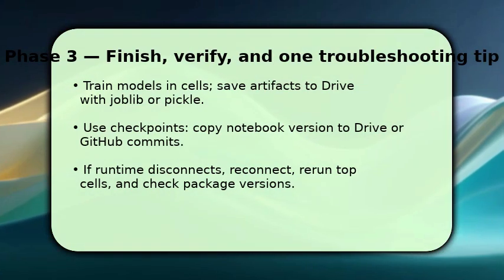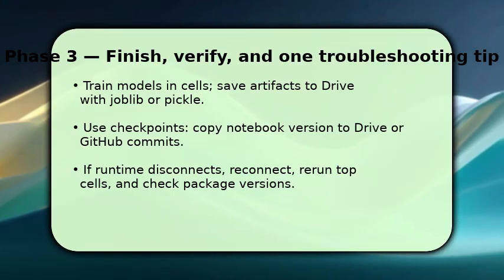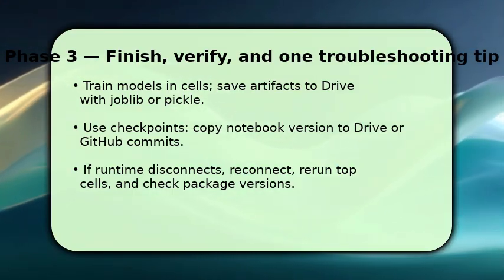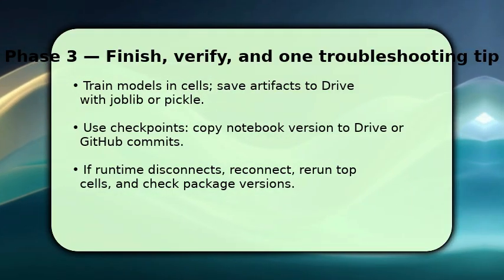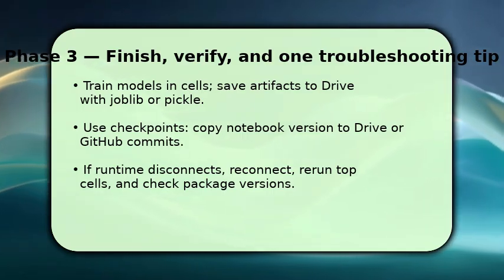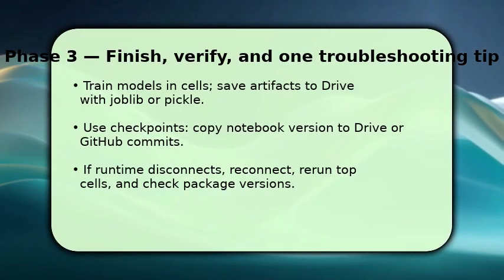You'll train models in dedicated cells and validate with cross-validation or a holdout set. Save final artifacts to Google Drive using joblib dump or pickle for later use. Once done, export the notebook as .ipynb and commit to GitHub if you want version control.